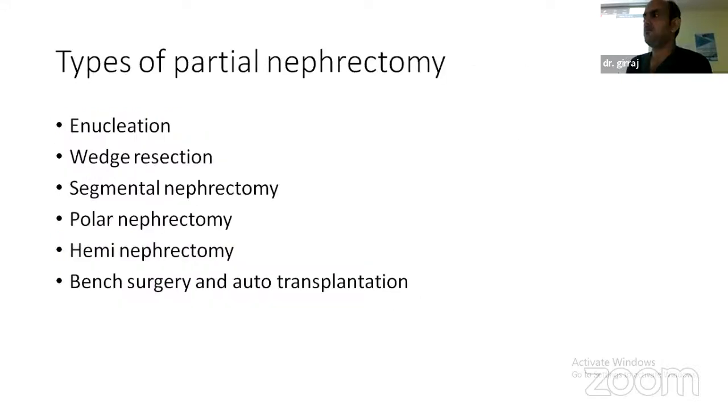Types of partial nephrectomy. Enucleation, where only the tumor is extracted, and wedge resection, when the tumor and a rim of normal renal parenchyma are extracted. Segmental nephrectomy, polar nephrectomy, hemi-nephrectomy.